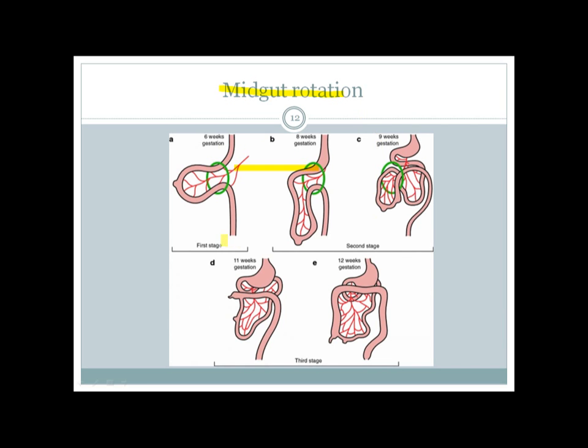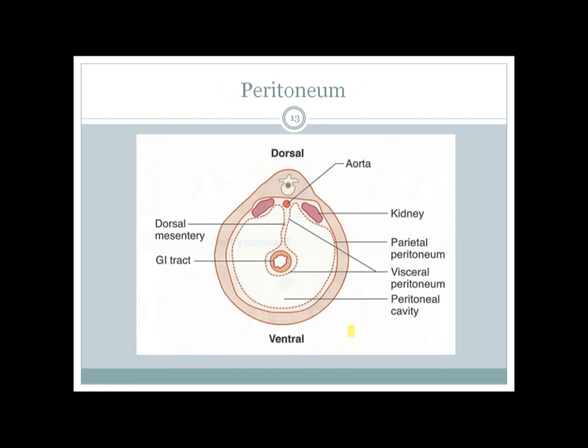There is something called a first stage and a second stage and a third stage. But after this rotation, the midgut derivatives actually get their position. So here you can see the ileum and jejunum, jejunum and ileum here, appendix, the cecum, the ascending colon, the transverse colon. So all of this positioning of the organs occurs due to a 270-degree rotation of the midgut.